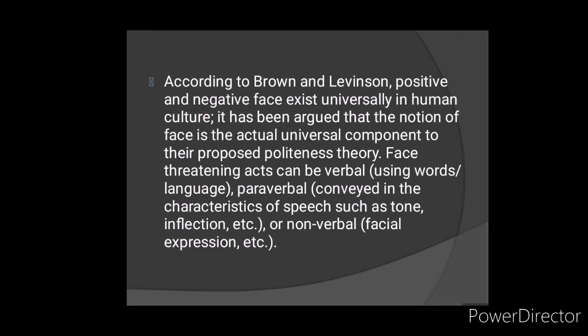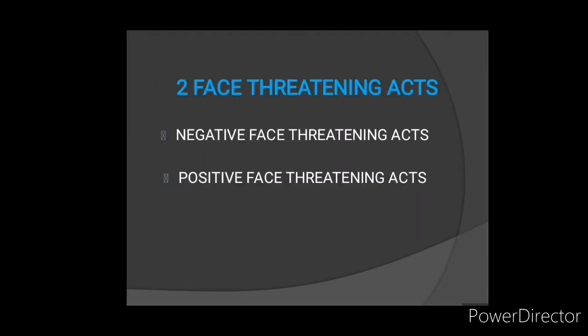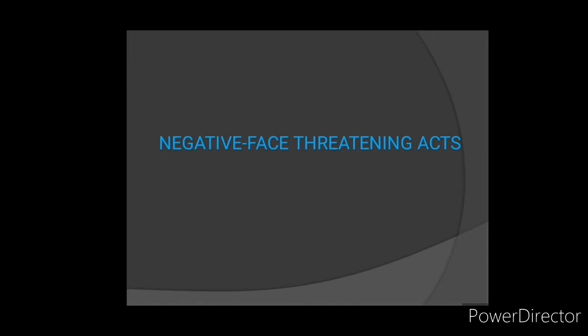Face-threatening acts can be verbal, using words, language, etc.; paraverbal, conveyed in the characteristics of speech, such as tone, inflection, etc.; or nonverbal, such as facial expression, etc. The two face-threatening acts are negative face-threatening acts and positive face-threatening acts. Now let's define what negative face-threatening acts are.